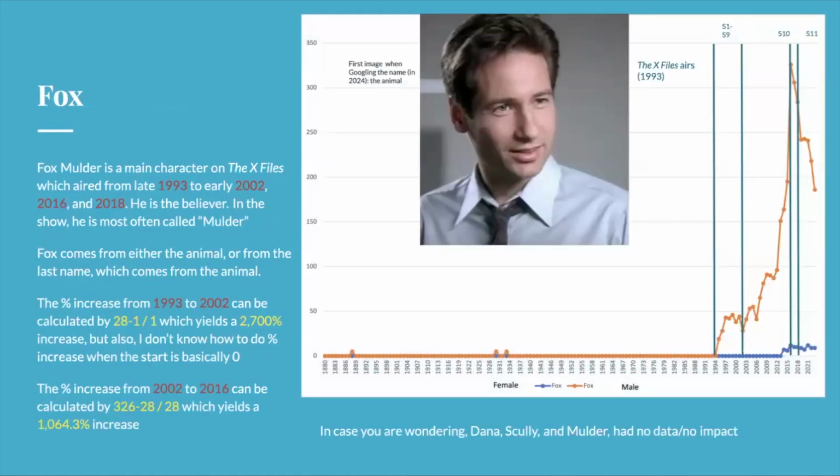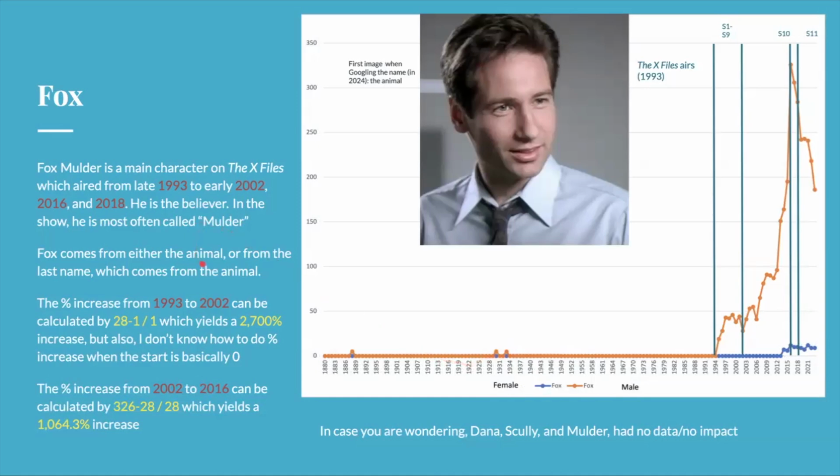Okay, then we got Fox Mulder, who was a main character on The X-Files, which aired from late 1993 to early 2002 and had reboot seasons in 2016 and 2018. I love The X-Files. I've seen it several times, but it's about two FBI agents who investigate paranormal happenings. Mulder is the believer, and his partner Scully is not. While his first name is Fox, in the show he's just called Mulder. I think the only people who call him Fox are his parents.